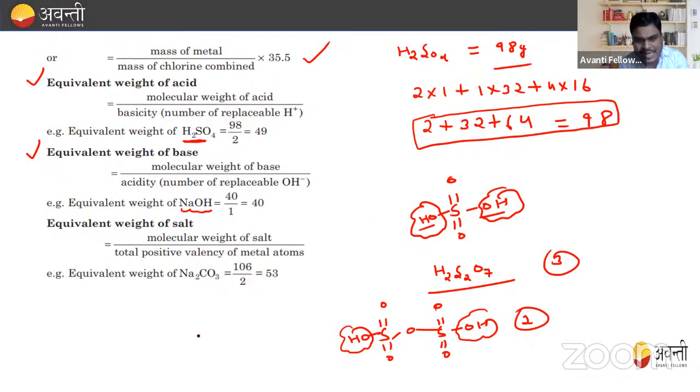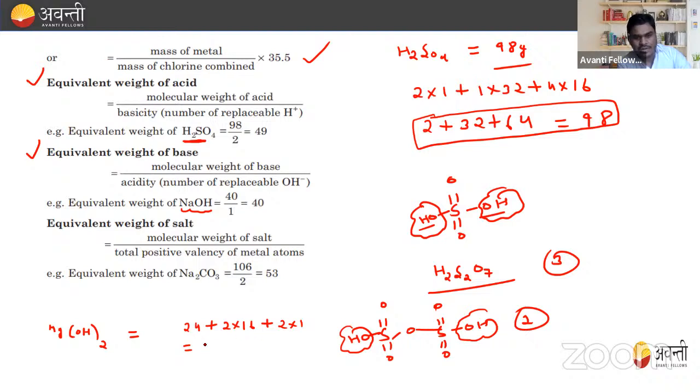Now, if someone says calculate the equivalent weight of Mg(OH)2, how many replaceable OH are present here, beta? 2. And what is the molecular mass of Mg(OH)2? Can you calculate? We know that magnesium has molecular mass 24, and there are 2 oxygens, 2 into 16, plus 2 hydrogens, so 2 into 1.